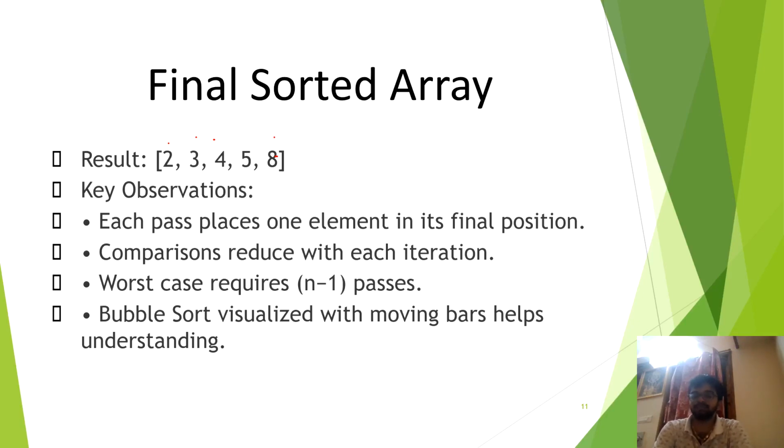As we go to the next iteration, the comparisons get reduced. In pass 1, we are comparing all the elements with each other. As we go from pass 1 to pass 2, the comparisons automatically reduce because the largest element goes to the end. The worst case here is n minus 1 passes, which is the worst case of this bubble sort algorithm. Bubble sort visualized with moving bars helps better understanding.